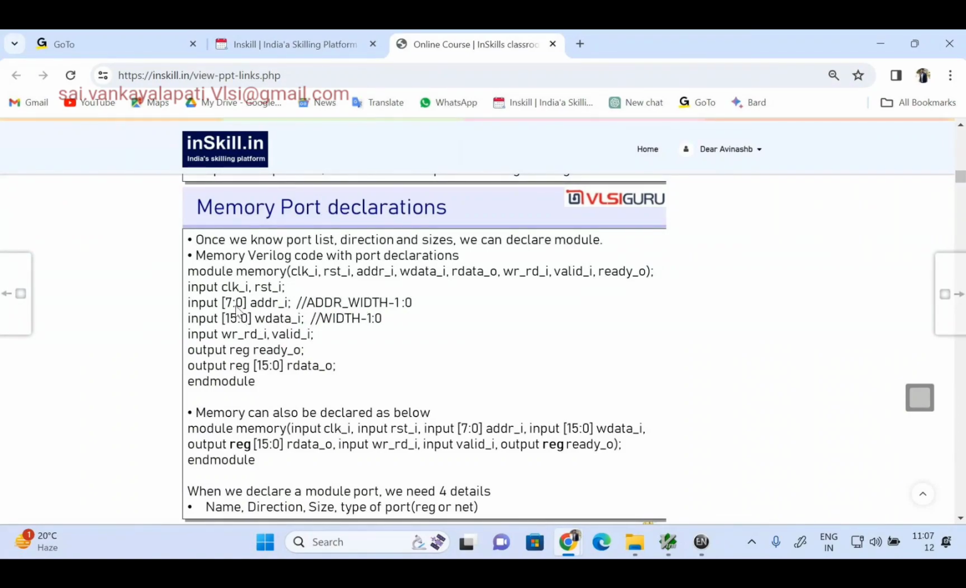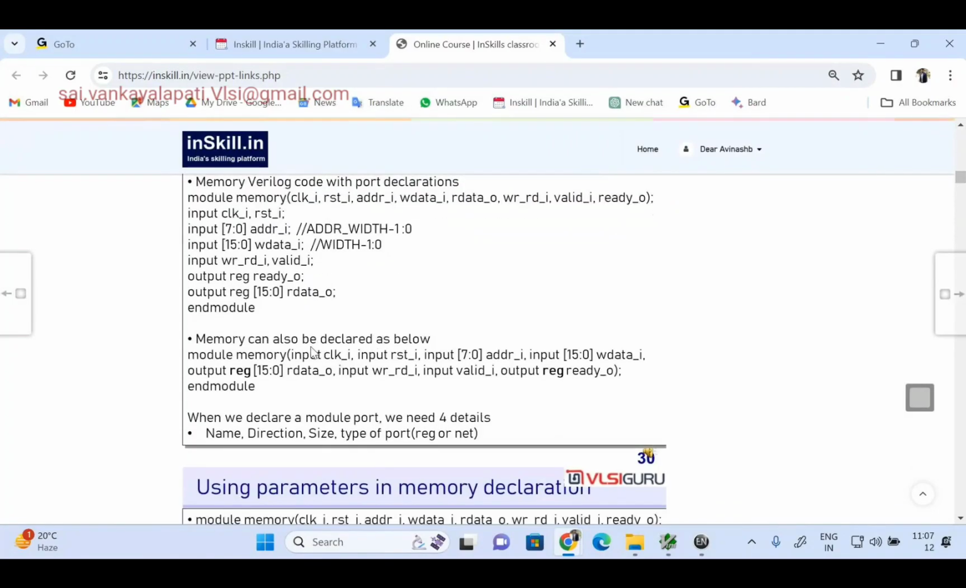Then what is the depth? Address bit is 8. 2^8 means what? What is 2^8? 256. So depth is 256. Now what are we doing? The module can be declared as below, like this.